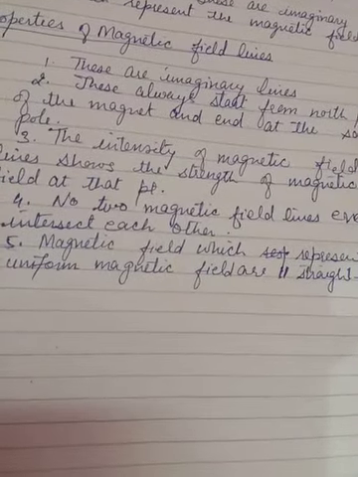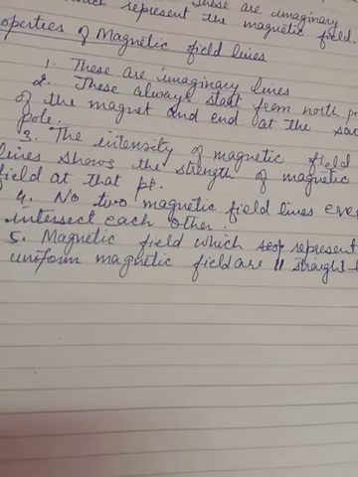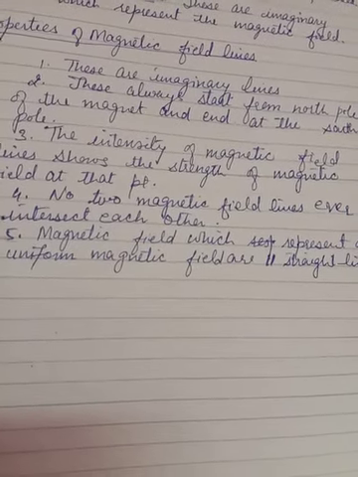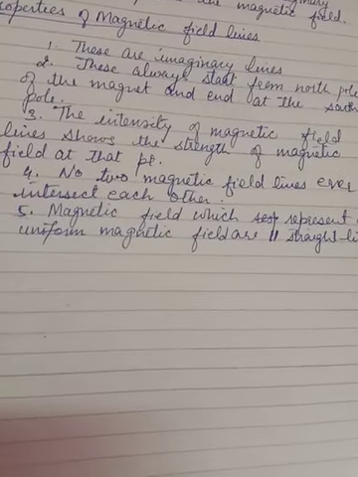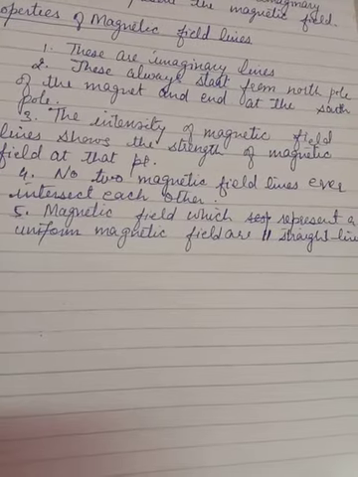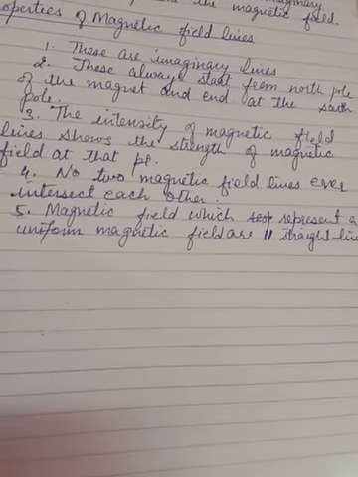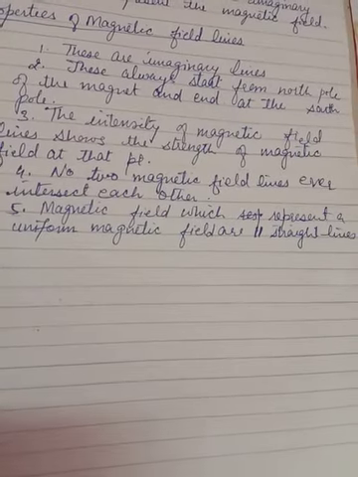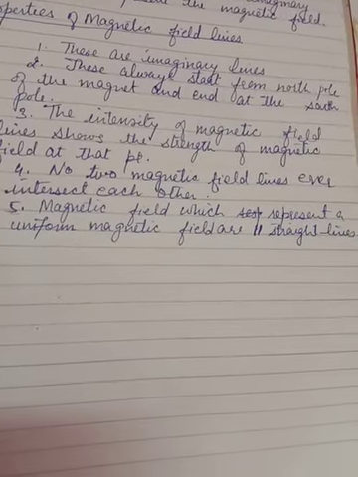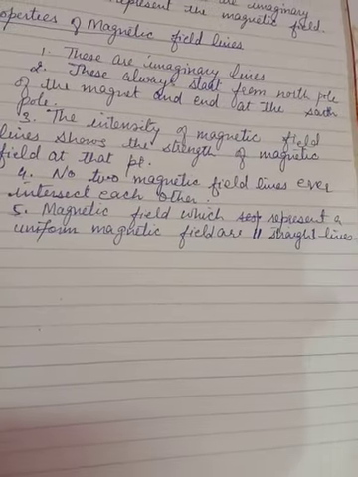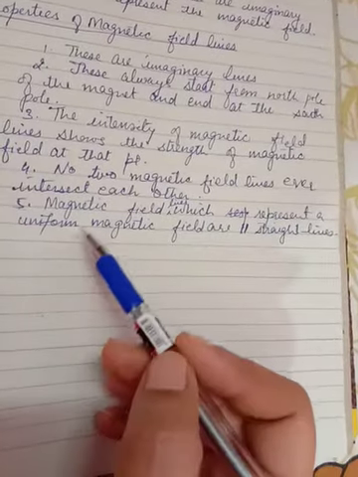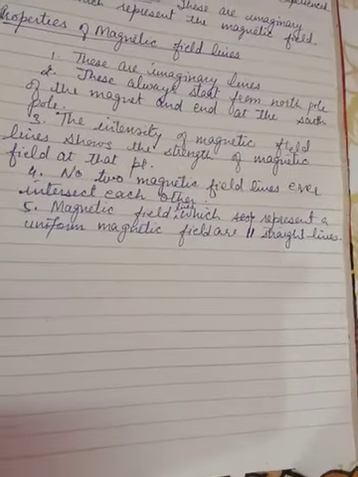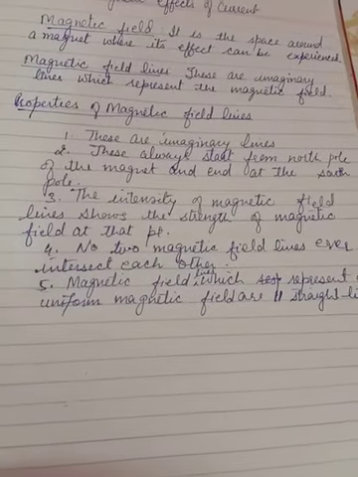So these are the properties, dear students. First one is that these are imaginary lines. The second one is these always start from the north pole of the magnet and end at the south pole. The intensity of magnetic field lines shows the strength of magnetic field at that point. No two magnetic field lines ever intersect each other, and magnetic field lines which represent a uniform magnetic field are parallel straight lines. Okay, so these are the properties of magnetic field lines.